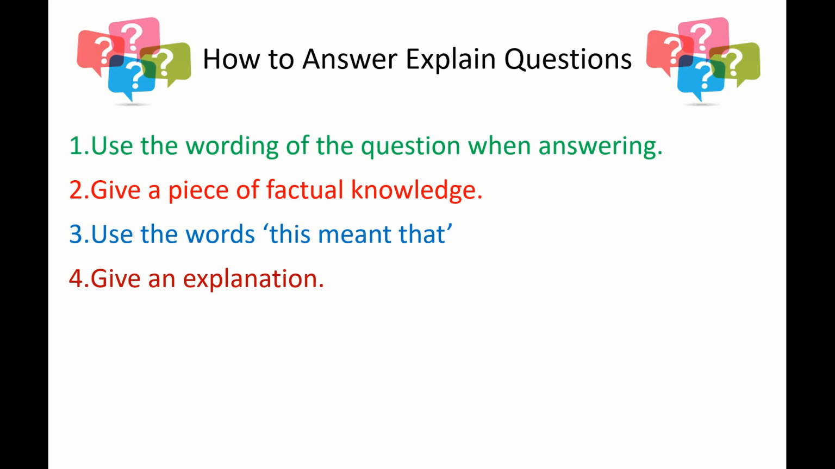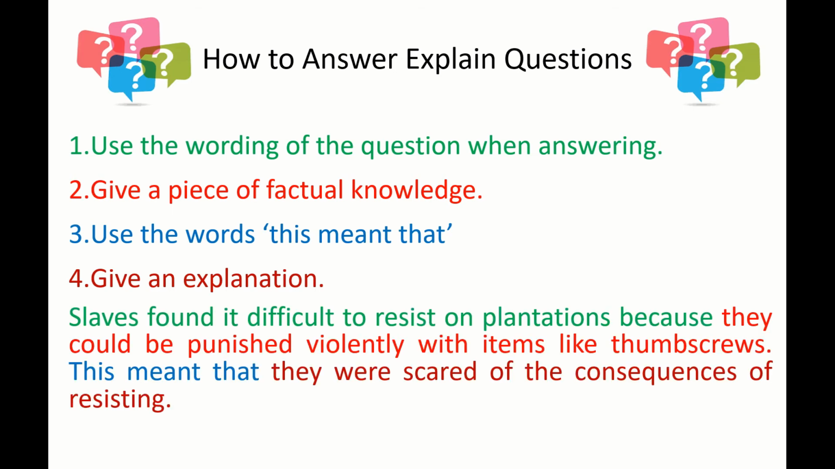So I've color coded these to allow you to see the different parts. So using the wording of the question, giving a piece of factual knowledge, using the words this meant that, and giving an explanation. So we can see in green, "slaves found it difficult to resist on plantations because," that's using the wording of the question. The question is obviously, why did slaves find it difficult to resist on plantations?